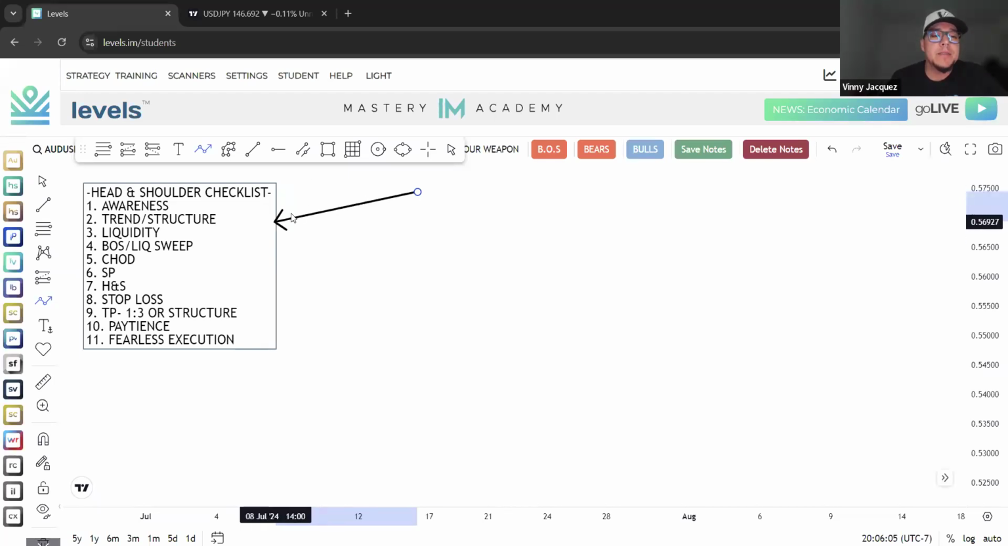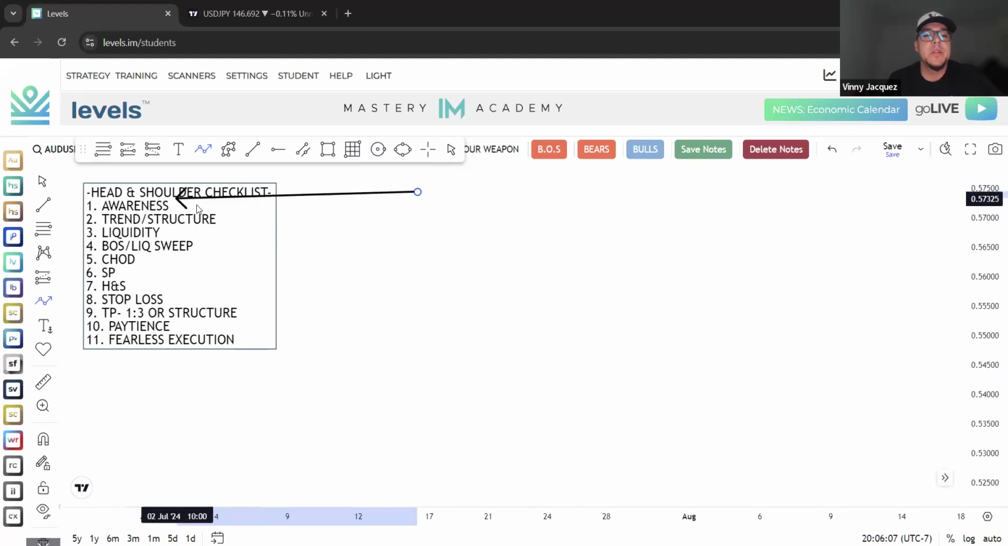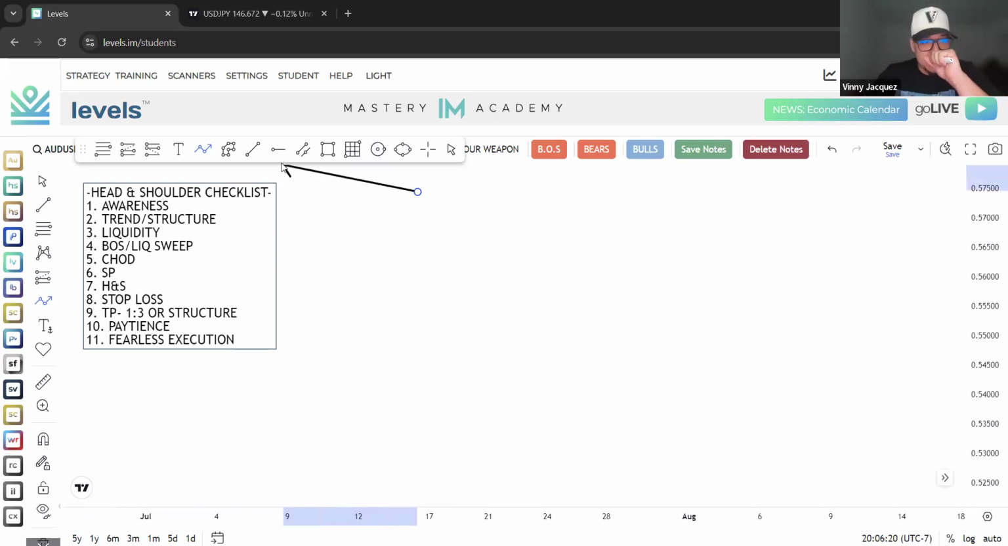But make sure you guys take the screenshot of this. Make sure you have this on you at all times when you are trading, right? This is the confirmation checklist when it comes to the head and shoulders. We have number one, which is awareness. You need to understand what you are trying to do for the trading day. Are you looking for buys, looking for sells, or what are you looking to do?